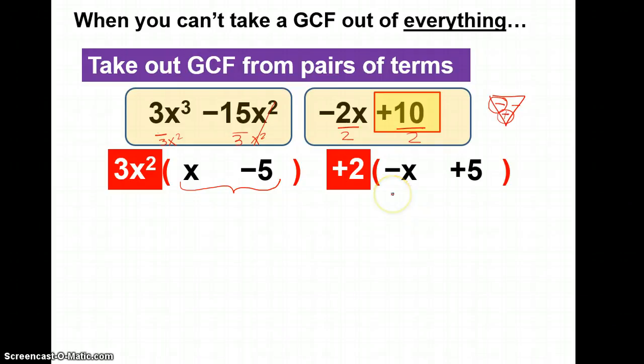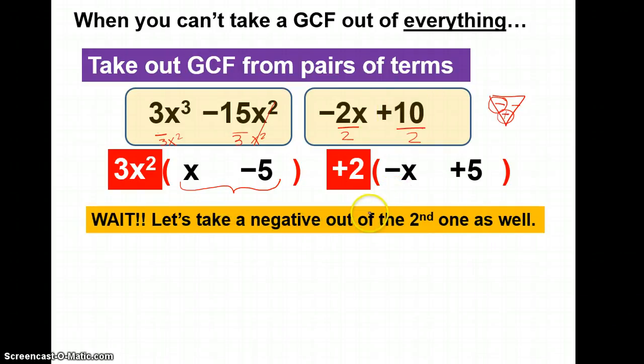So I need to do one more step. I don't need to just divide out of 2. I think I might need to divide out a negative as well. So let me divide out a negative from this negative x squared and this, and see if I can't make it look more like what I want it to look like, which is x minus 5.